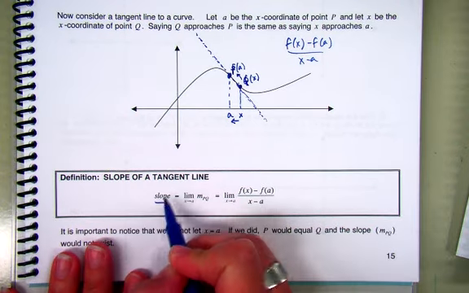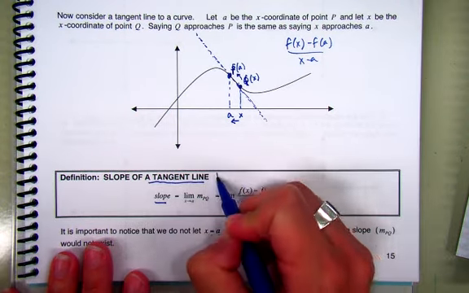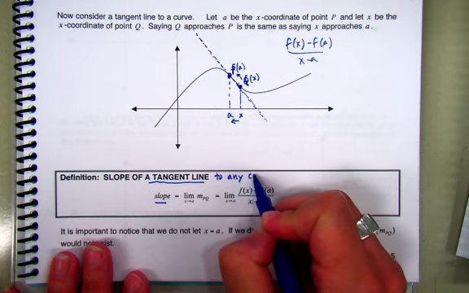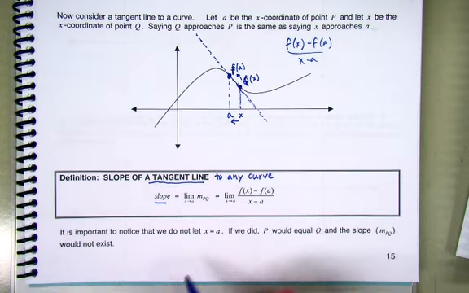For the slope of a tangent line, and this is to any curve. Okay, so this is the slope of a tangent line. It could be to an actual line, which is easy, right? But usually we're going to do this to quadratics, to cubics, to radicals, okay, to other graphs like that.